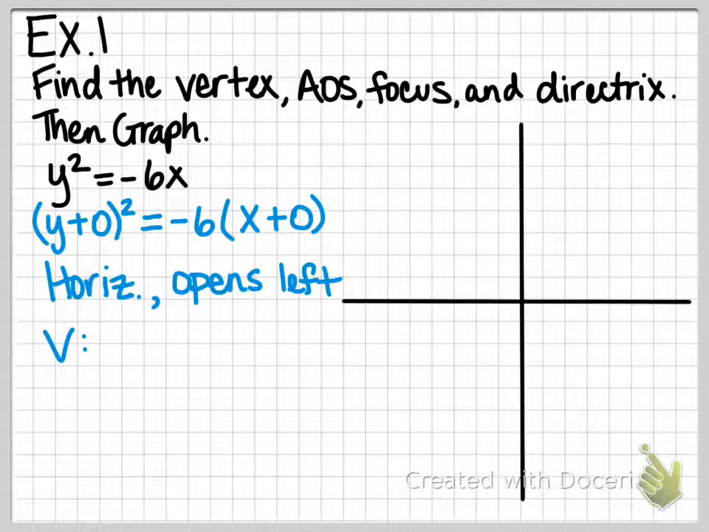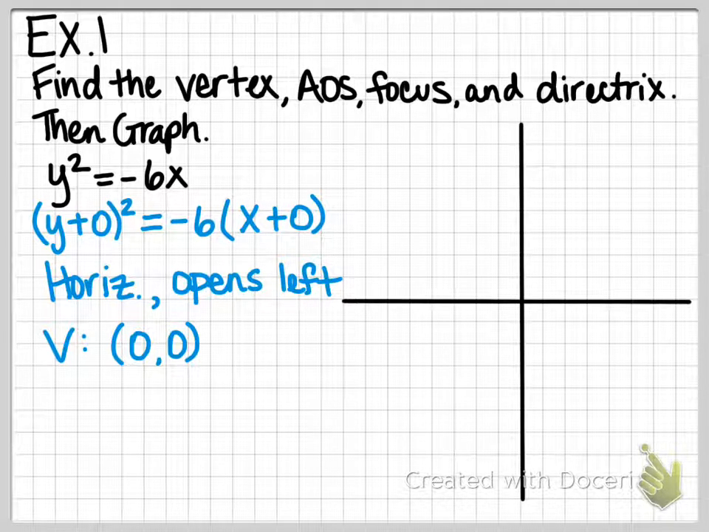We're going to start with the vertex, and the vertex is always h comma k. You always go where the x is first and pull that number out and change the sign. Then go where the y is, pull that number out and change the sign. Since these are zeros, 0 doesn't have a sign, so just 0, 0 would be the vertex here.